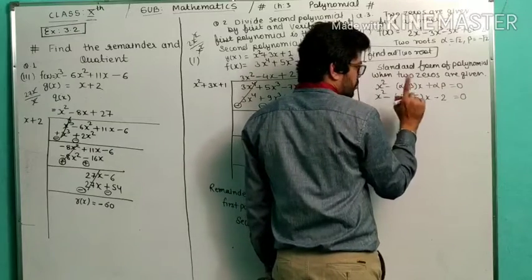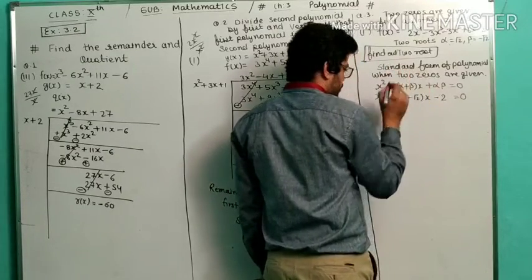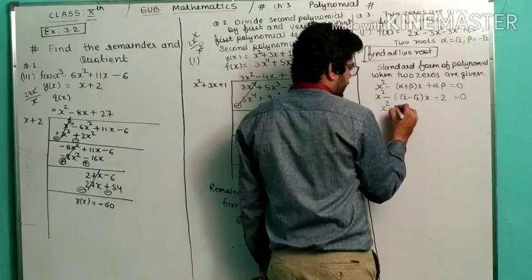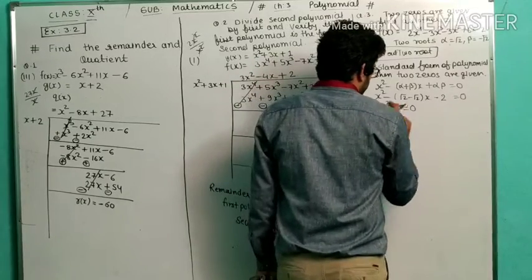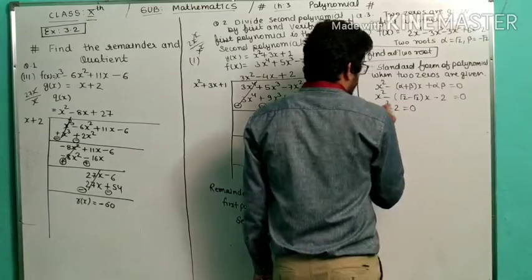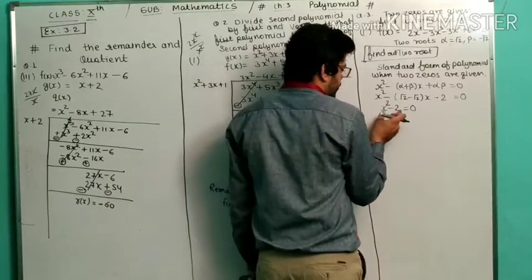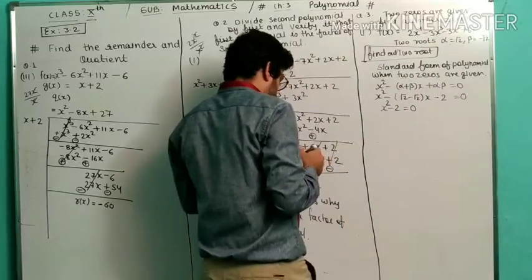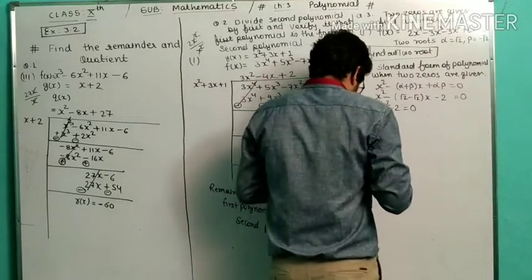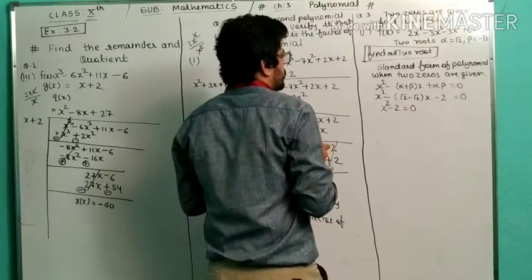Root 2 minus root 2, 0, and 0 into x is 0. So finally we got x square minus 2 is equal to 0. So we got the standard form of the polynomial when 2 zeros are given. It will help us to find the remaining other zeros. So let's start here to solve this particular question.